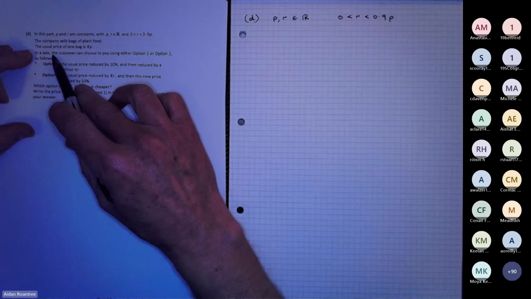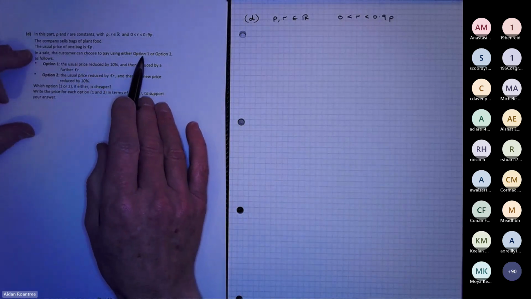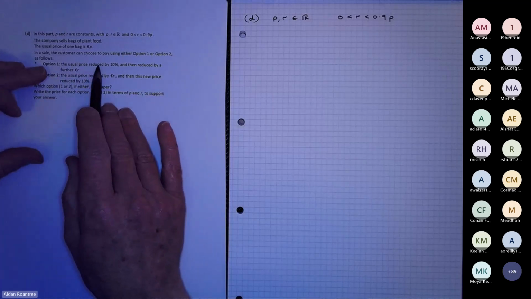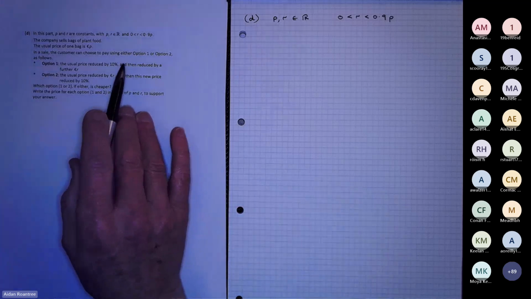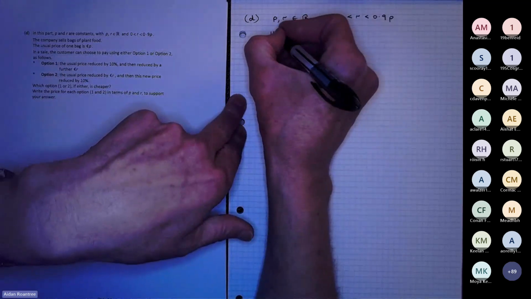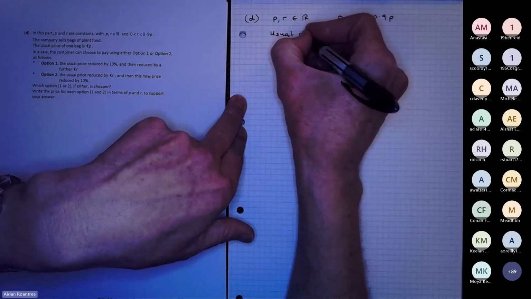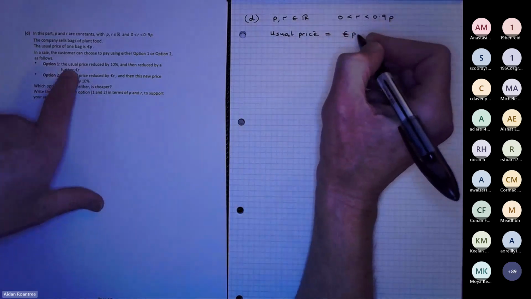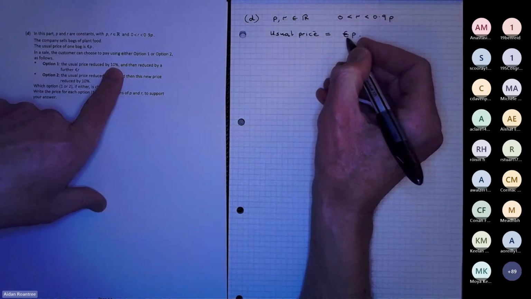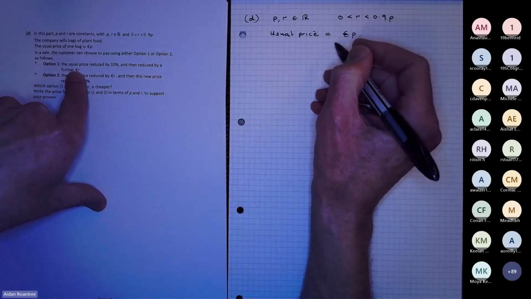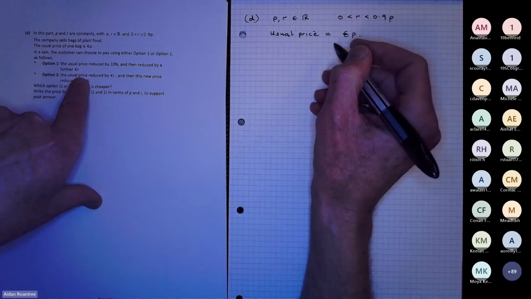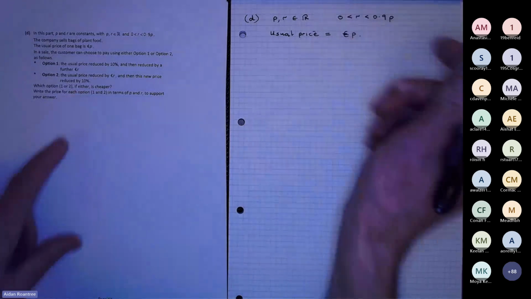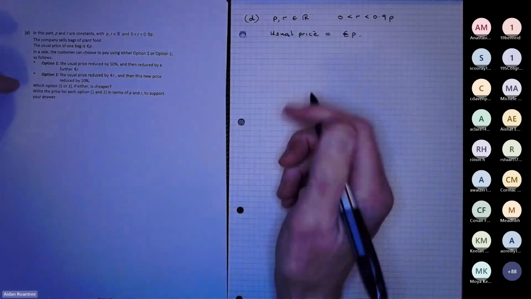And then it says, in a sale, the customer can choose to pay using either option 1 or option 2 as follows. Option 1 says the usual price reduced by 10%. And then, so I'm just going to write down here, usual price, just so that we're clear. So usual price is €P. So option 1 is that we take the usual price and reduce it by 10%, and then reduce that by a further R. And then the other option is to take the usual price reduced by R and then reduce that by 10%. And the question says, which option is cheaper? In other words, better for the customer.